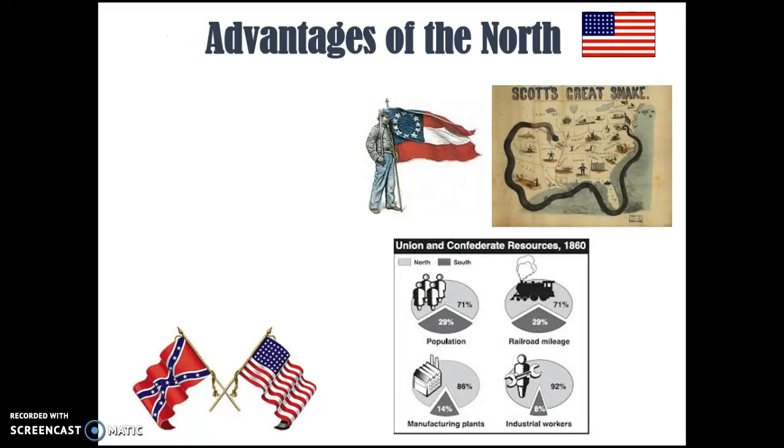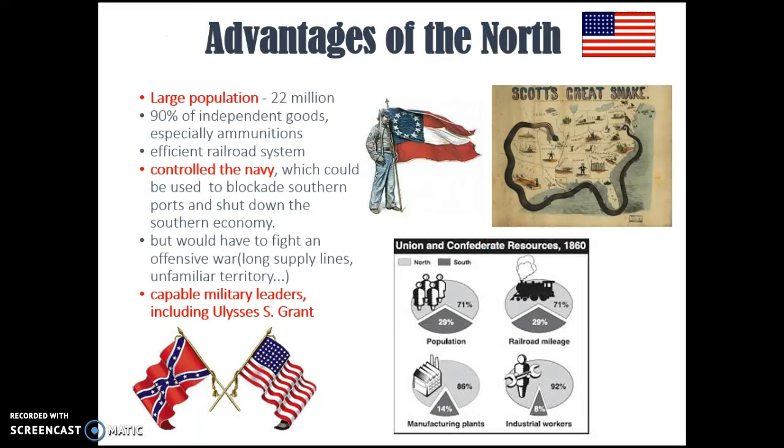That's the Union. So what were the advantages of the North? Well, you have a large population. It was 22 million people living in the North. 90% of industrial goods, especially ammunition. They had an efficient railroad system. This is important when you're trying to transport weapons. They controlled the Navy, so they have the sea, which could be used to blockade southern ports and shut down the southern economy, because they can't get food in, they can't trade.